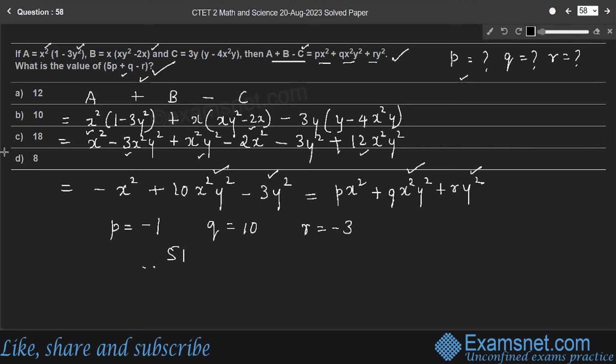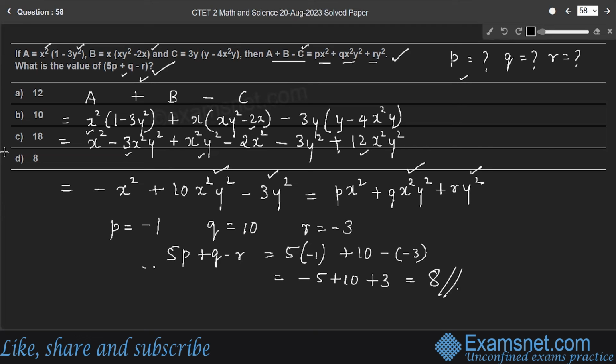Therefore, 5p plus q minus r. 5 times p is minus 1, plus q is 10, minus r is minus of minus 3. Therefore, it is minus 5 plus 10 plus 3. So, 10 plus 3 is 13, minus 5 is 8. Therefore, 8 is the right answer, right? Option D.